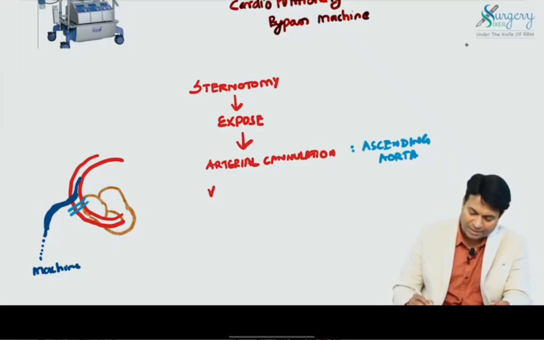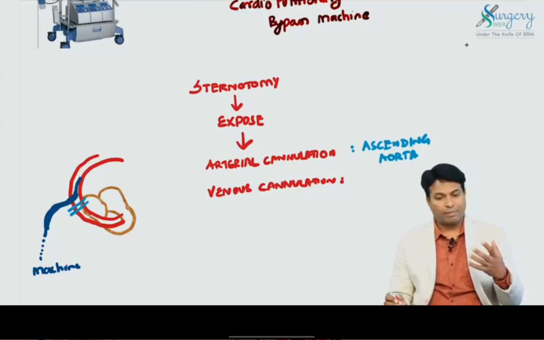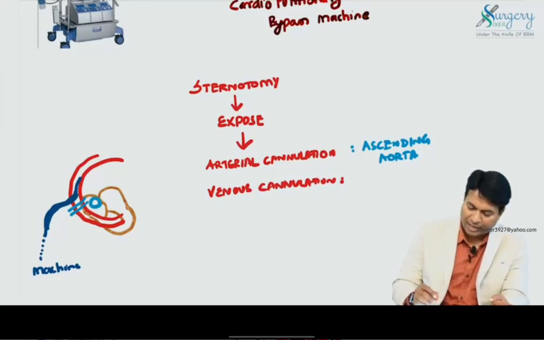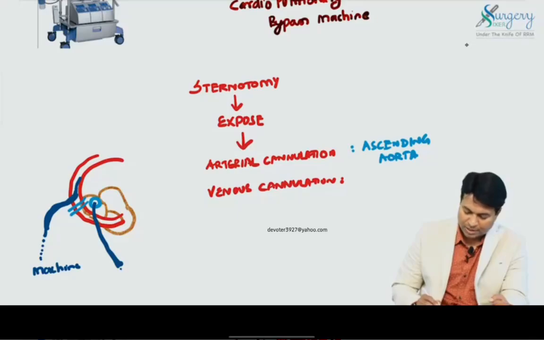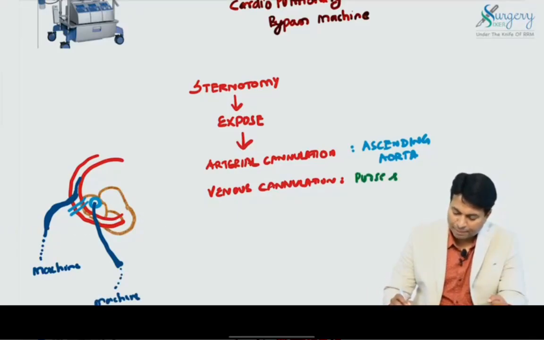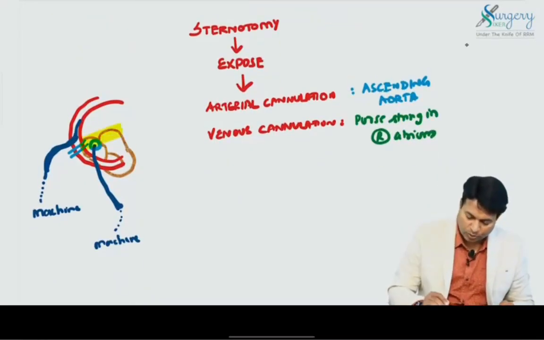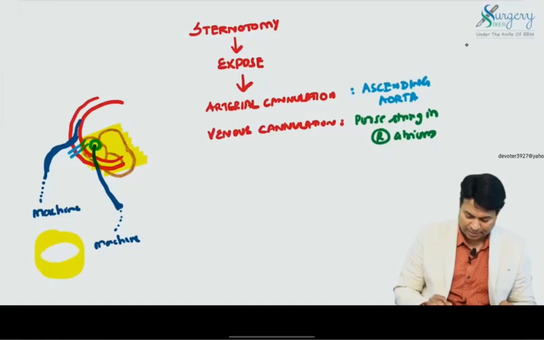Then I have to do venous cannulation. The venous blood returns through the right atrium. Here I will make a purse string and take a cannulation. This is also connected to the machine. So venous cannulation is via a purse string in the right atrium. Now you can see the blood is not entering the heart. The function of the heart is now going to be done by the machine shown here.